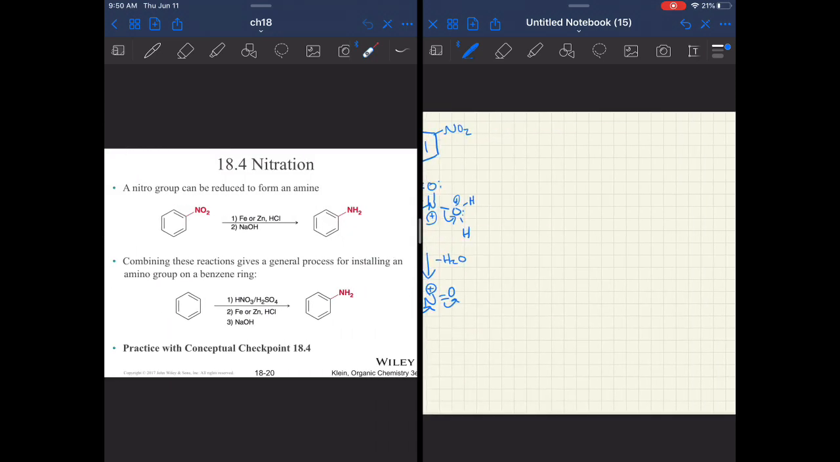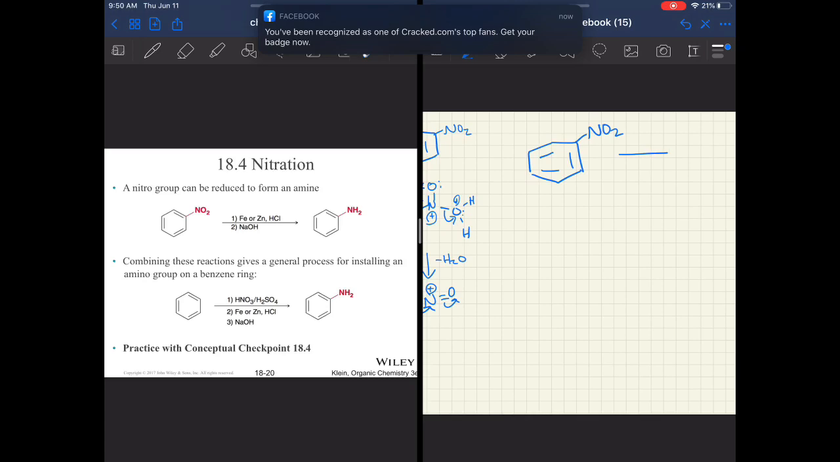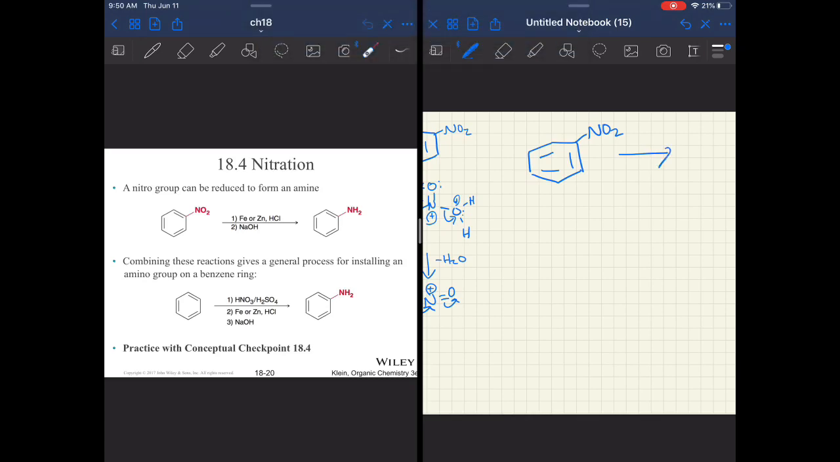Now, you do not need to know anything about the mechanism of this, but the way that we can add amino groups to a benzene ring is to add a nitro group and then reduce it. And the way you reduce it is with iron or zinc and HCl. I usually use zinc because it's similar to another reaction. It's just how I like to do it. And then you'll treat it with sodium hydroxide to neutralize.